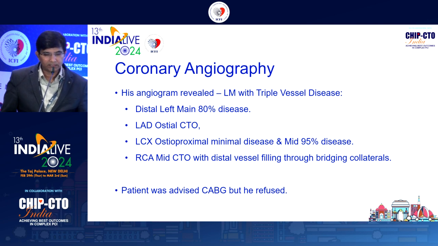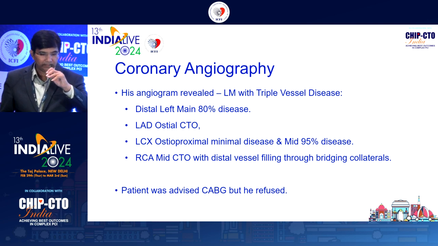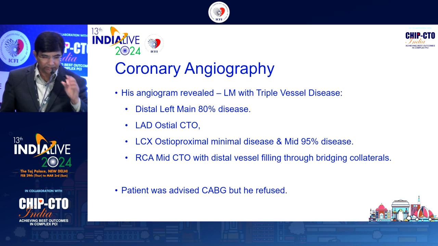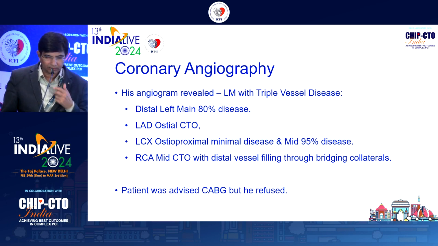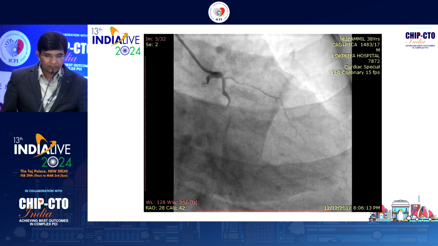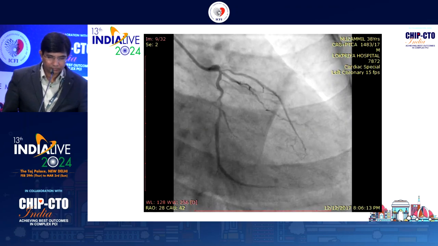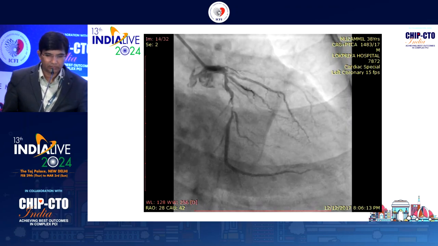The angiogram was done by me 1 year back. He told me that at that time I also advised CABG, but he was admitted somewhere 2 to 3 times for bypass surgery, but was not able to get it. So that's why he again came to me to go for angioplasty. So again angiogram was done. The scenario was more or less similar, but the LCX lesion was increasing this time. So this was the angiogram. It shows critical LCX and ostial LAD CTO.